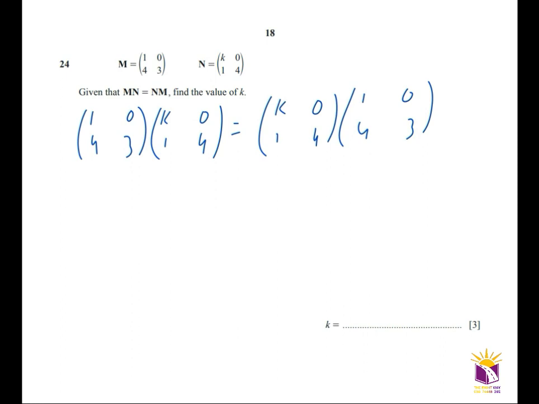One thing we should know is that in matrices AB is not equal to BA. In multiplication of matrices, AB is not equal to BA. Like in algebra, AB is equal to BA, but in matrices, when two matrices are multiplied, AB is not equal to BA. Now we are going to multiply them.